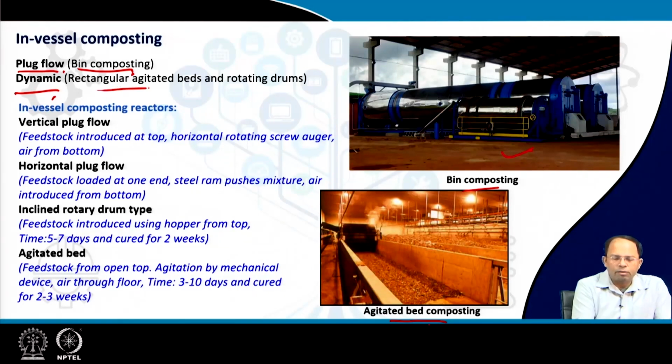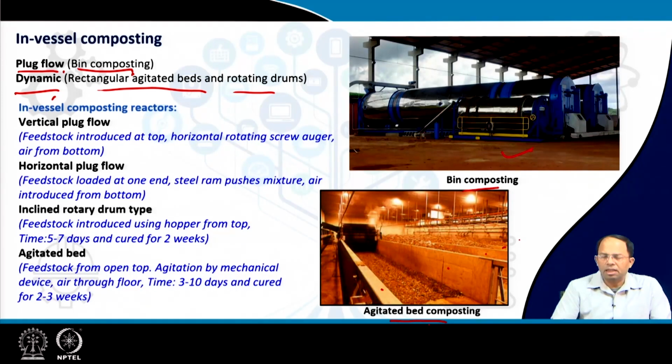Dynamic system could be rectangular agitated beds with rotating drums. So it's a rectangular bed, a series of beds are there, and there is a rotating drum inside which rolls over this garbage and breaks it, right? This bed is also agitated, so it doesn't allow the compost to settle, and automatically the entire atmosphere is controlled inside this particular chamber. And in bin composting, this entire chamber is environmentally controlled, so that is a more controlled system compared to this agitated bed system.